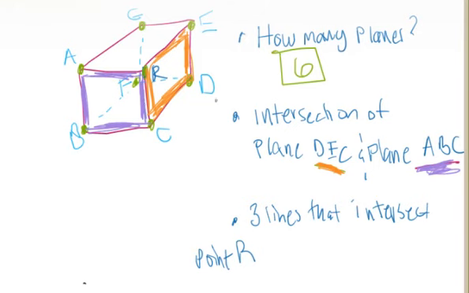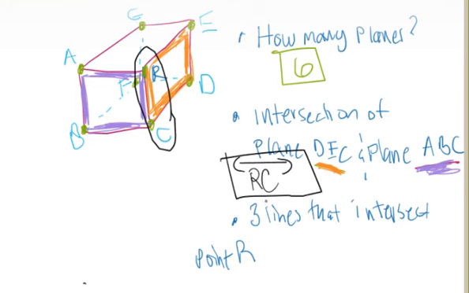And where do they intersect? Well, where does the purple and the orange meet? They're going to meet right here along this line, which is going to be RC. Planes always intersect at lines. So we're going to say it intersects at RC, and we even put a line on it, just like that. Okay? So there we go.